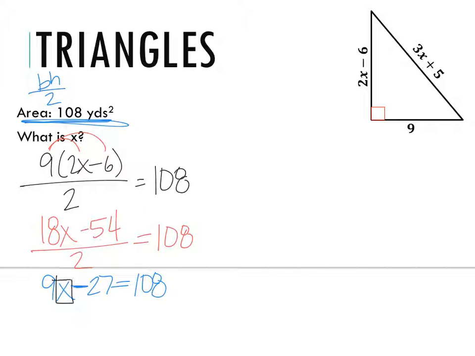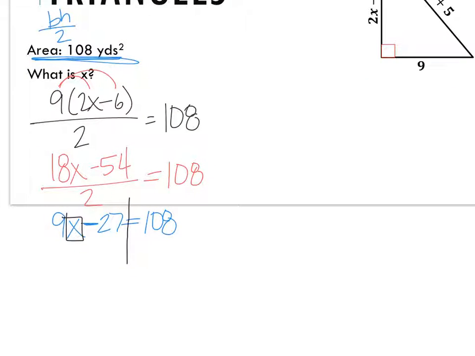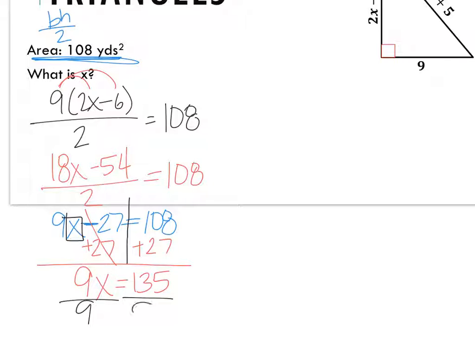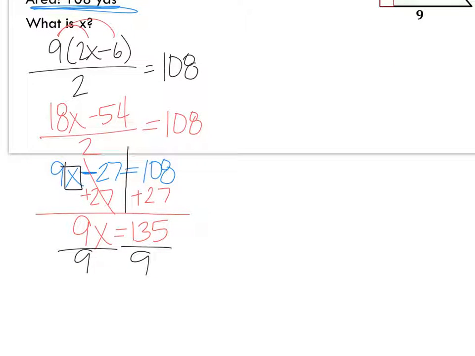There are a couple different ways. You can do those steps a little out of order if you prefer, but I just kept it that way to keep it normal to what we did on the first slide. Okay, so we're going to add 27 to both sides. And that's going to leave us with 9x equals 135. My last step is to divide both sides by 9. And so you're left with x equals 15.